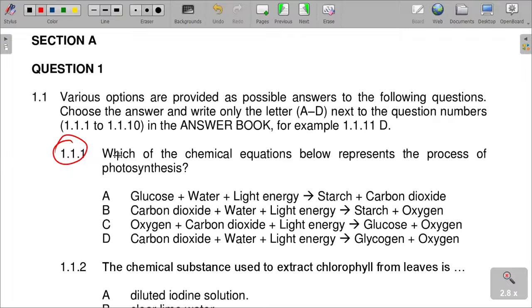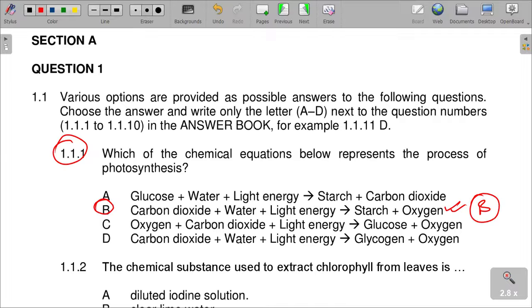We should know that it is always carbon dioxide plus water plus light energy is equal to starch and oxygen. Starch and oxygen are always produced. So for question 1.1, the correct answer is B, carbon dioxide plus water. We always know that during photosynthesis, carbon dioxide is used. It's one of the requirements.